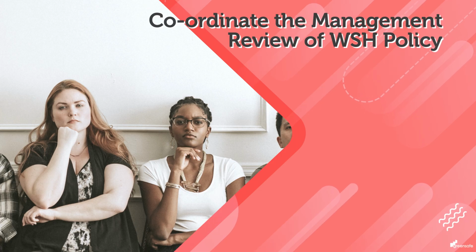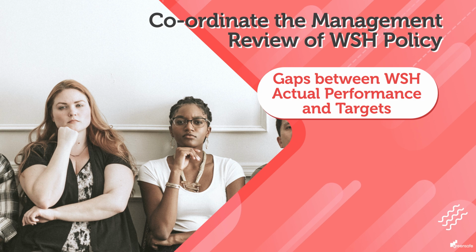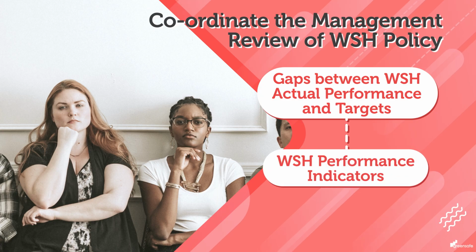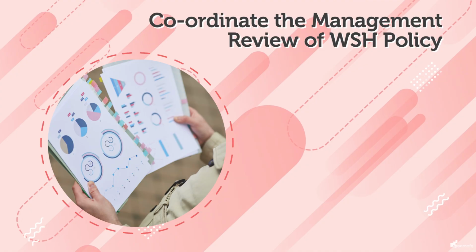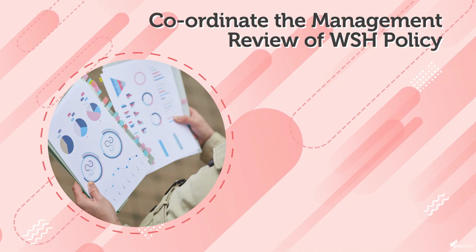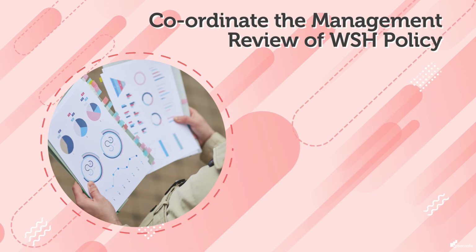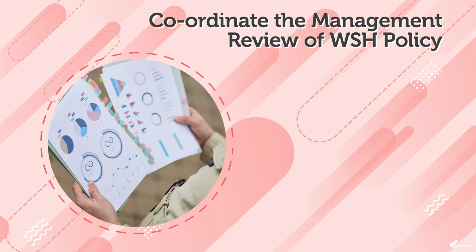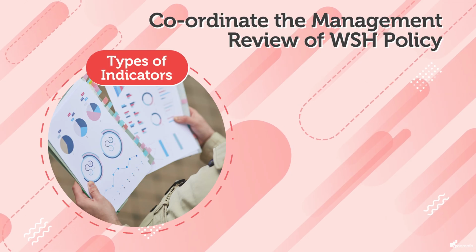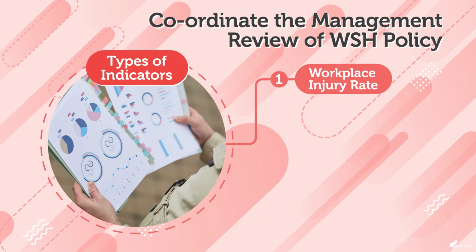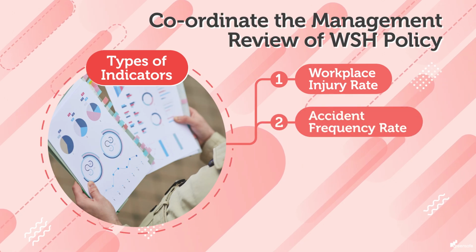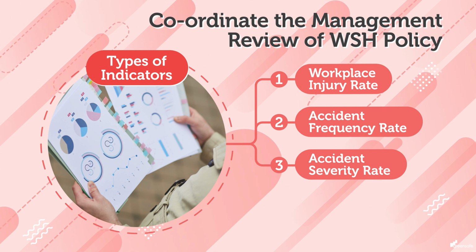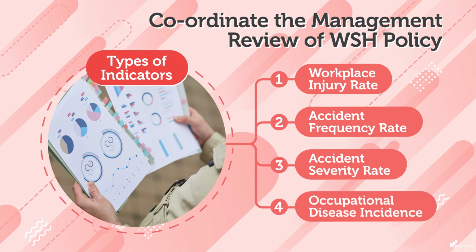One of the key issues with WSH is the gaps found between actual performance and targets. This difference can be derived through WSH performance indicators. Indicators are used to measure an organization's WSH performance. In the case of tracking the organization's performance against set targets, there are 4 different indicators, namely workplace injury rate, accident frequency rate, accident severity rate, and occupational disease incidents.